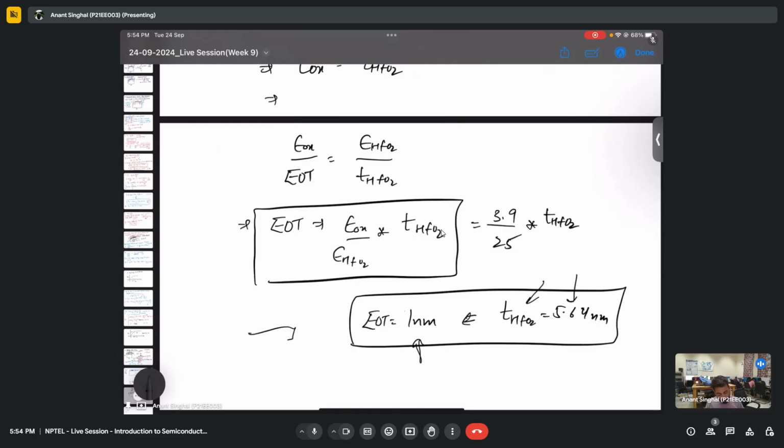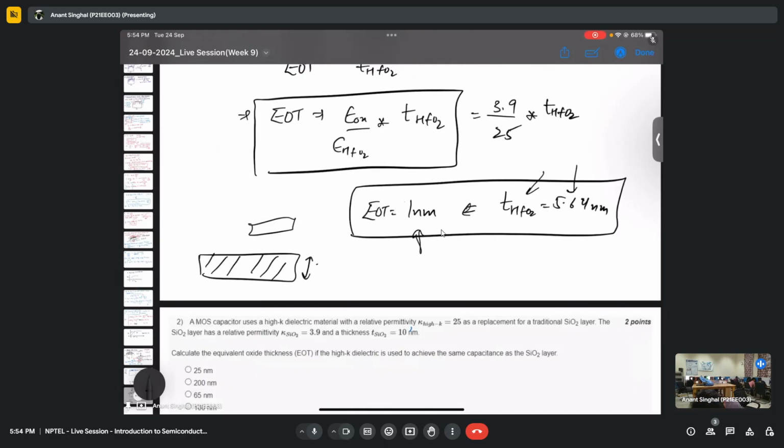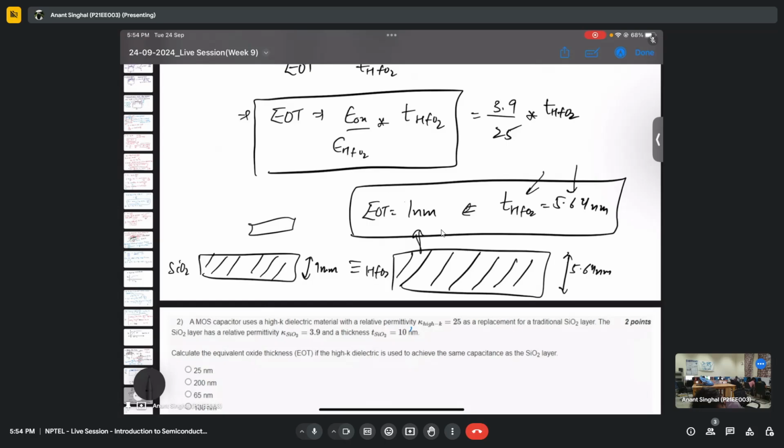Basically what I'm trying to say is, this is SiO2 which is 1 nanometer. It is equivalent to, if I'm making a structure, it is not scaled but it is equivalent to 5.64 nanometer if I'm using HFO2. Does it make sense? Any doubts in this? I can explain again if there is any doubt. Please let me know.